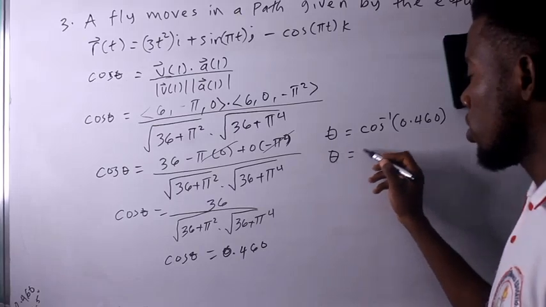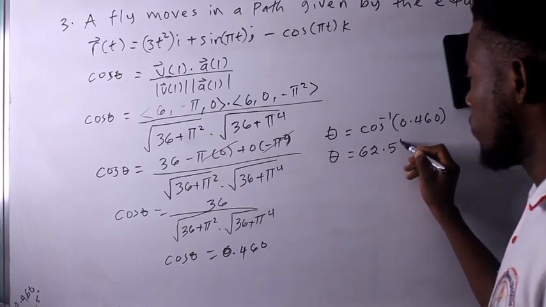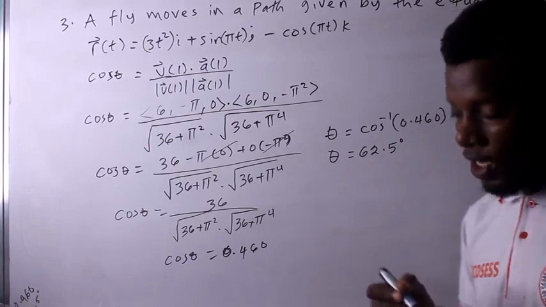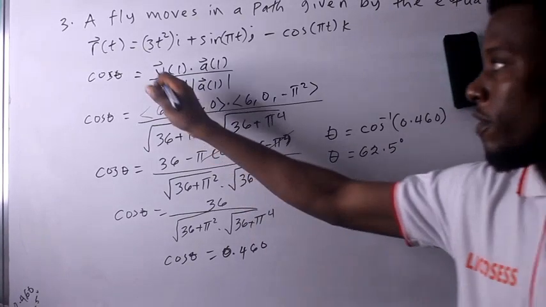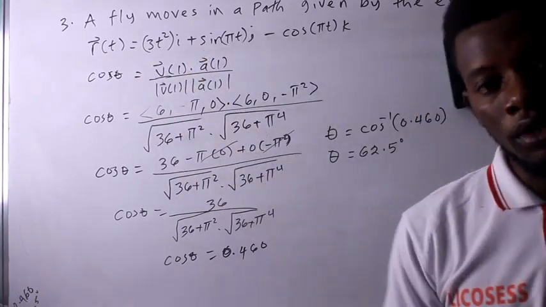Going to have theta to be 62.5 degrees. This is the angle between the velocity vector and the acceleration vector.